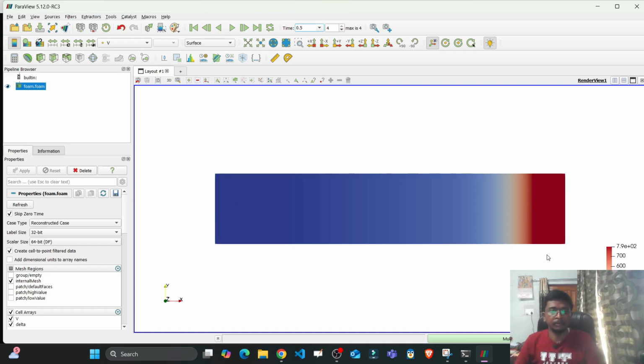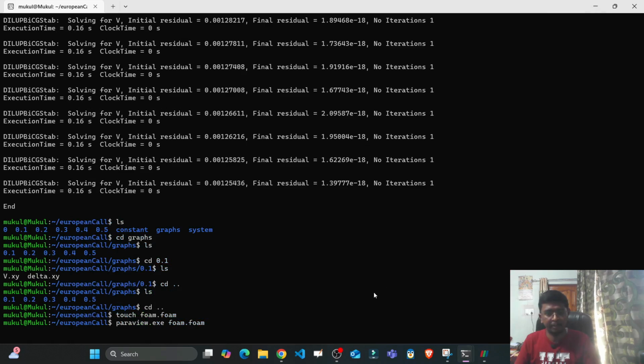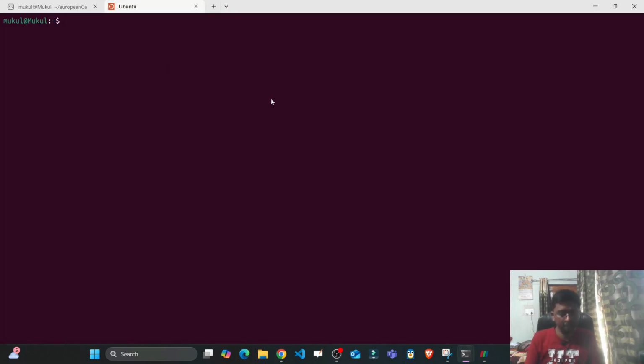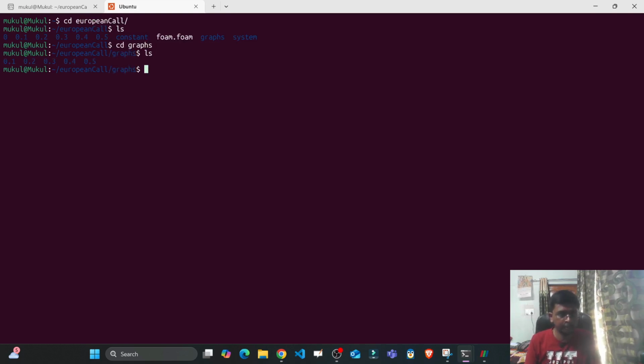Okay, so let us make a plot also. It will give you a good explanation about that. So I will open another terminal, and we will go inside European call. We will go inside the graphs. We will go inside 0.5, because we have seen the results at 0.5 seconds only. Here you can see that one is v.xy and one is delta.xy. So let's plot the graph.